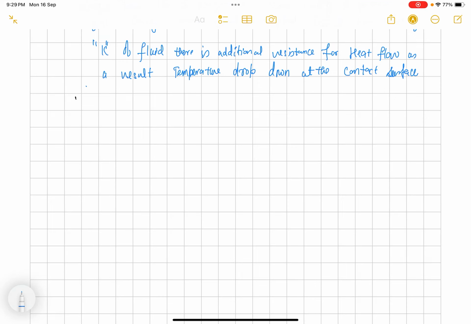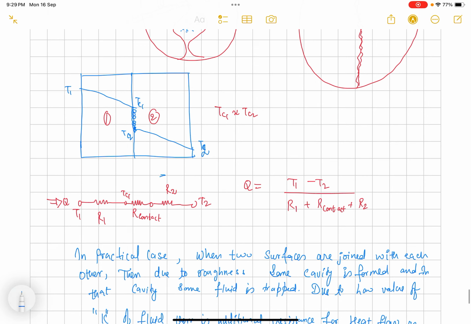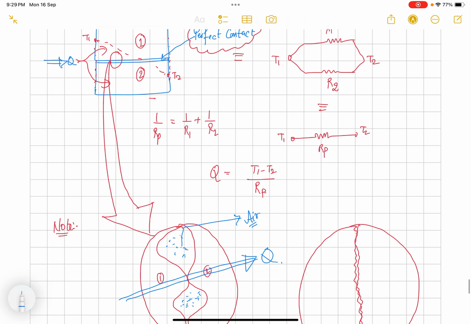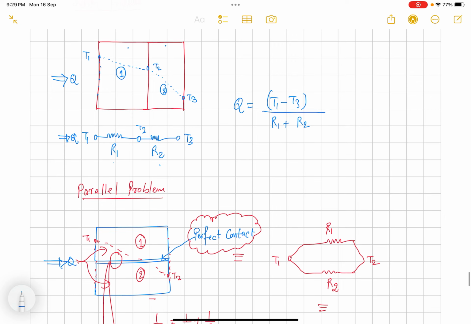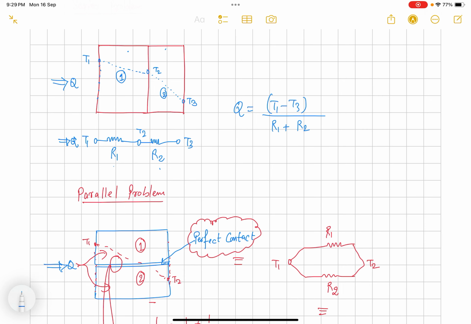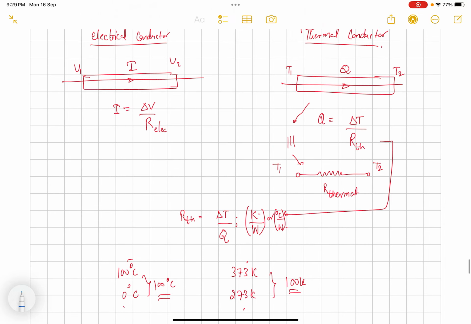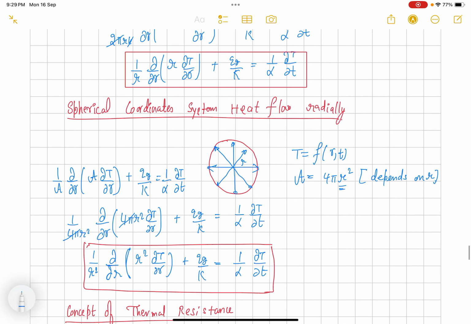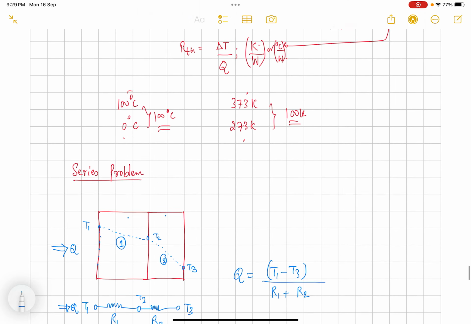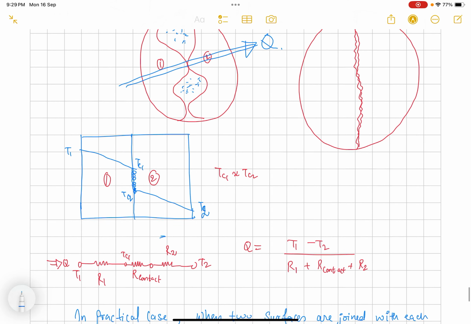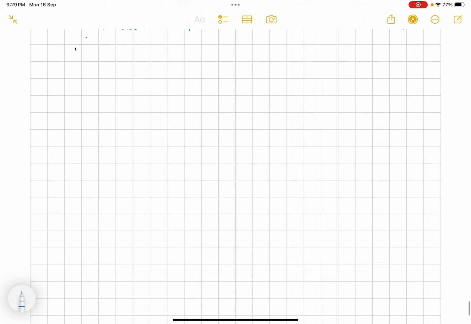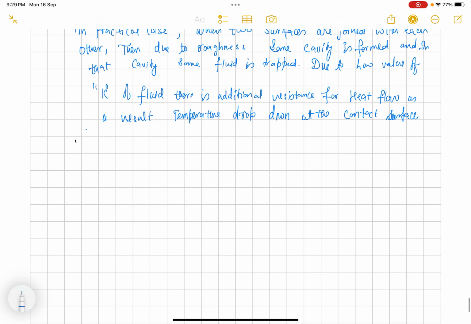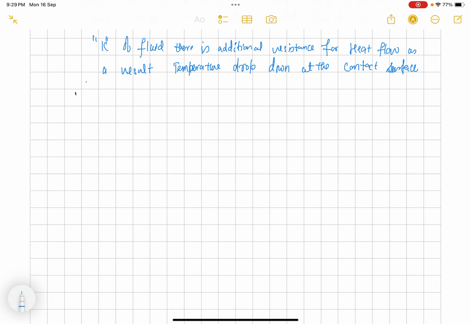Hello guys, so till now we have studied about the thermal resistance, and thermal resistance when connected in series and when connected in parallel. Also the concept of thermal resistance we have studied till now. So now we will find the temperature distribution in simplified cases.